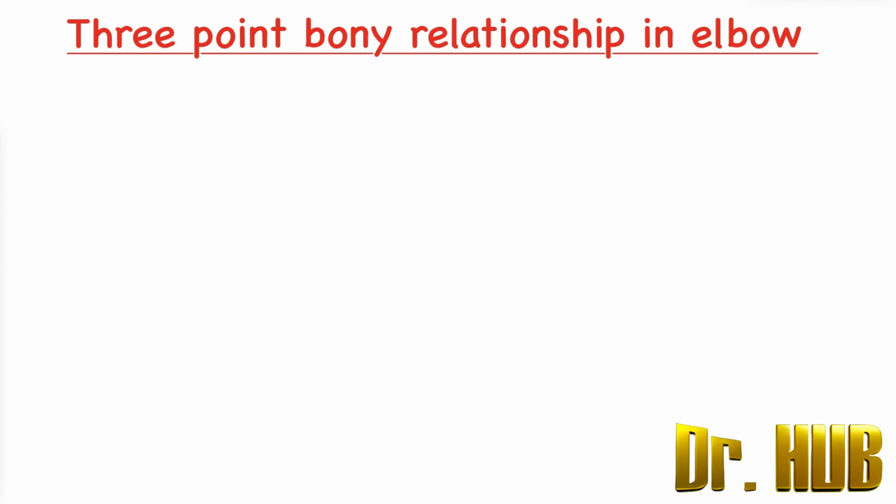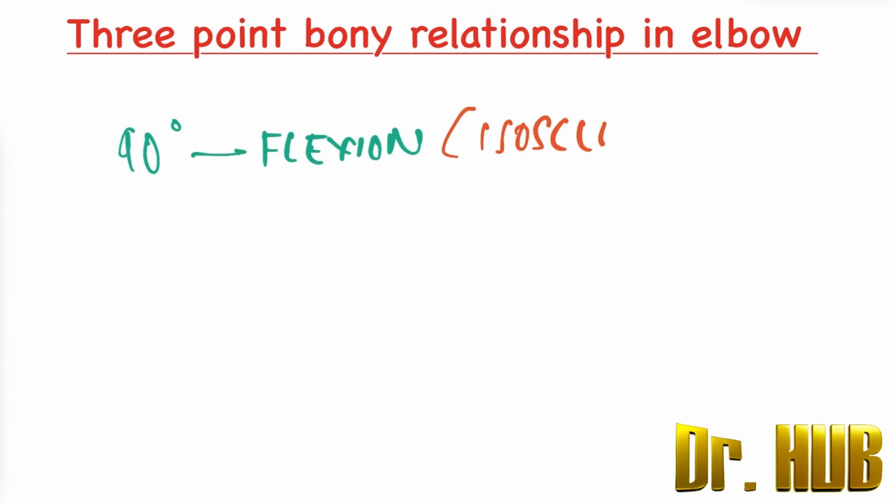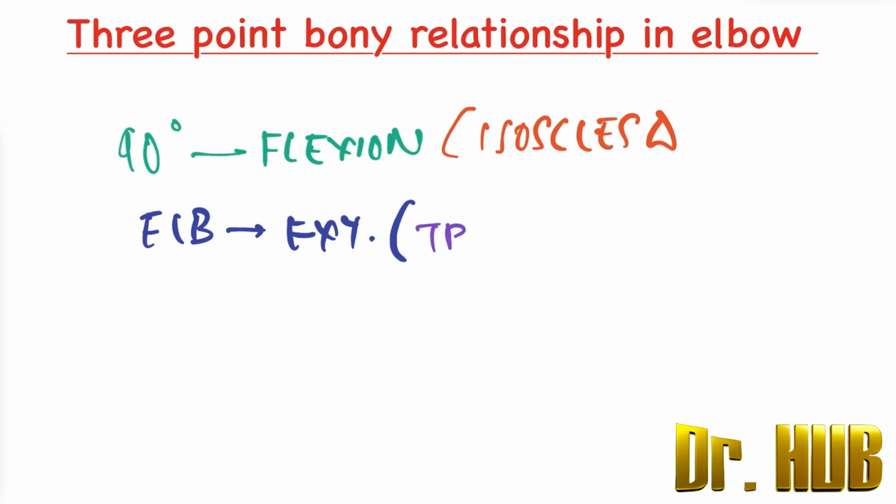Now, when the elbow is in 90 degrees of flexion, what is seen here? In terms of the elbow in 90 degree flexion, these points form an isosceles triangle. When the elbow becomes extended, they lie transversely in a straight line.